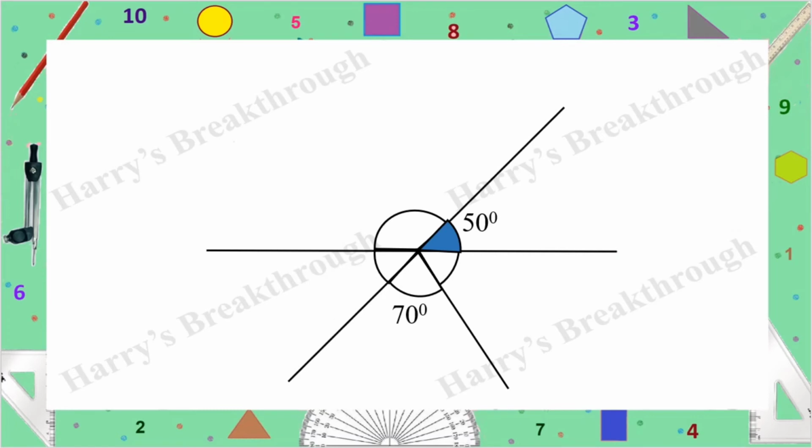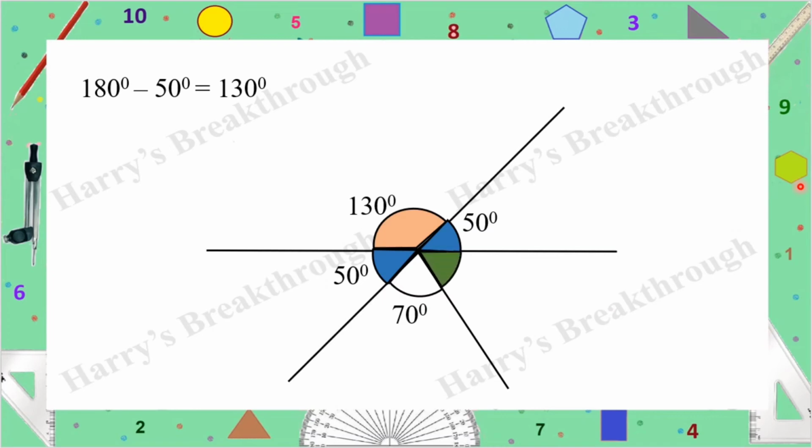Next question. Here also two angles are given. We have to find the other three angles. Here what will be this angle? Here we can see a linear pair. So 180 minus 50 degrees is equal to 130 degrees. And what will be this angle? Here we can see these two blue angles are opposite angles. So this angle will also be 50 degrees.